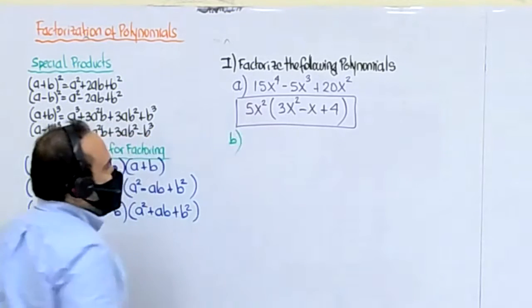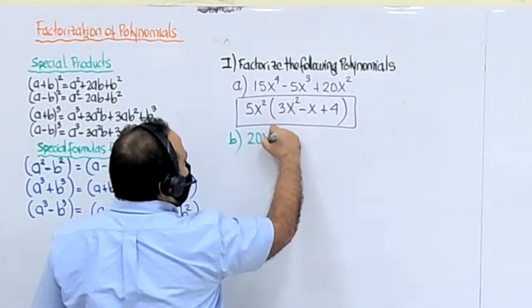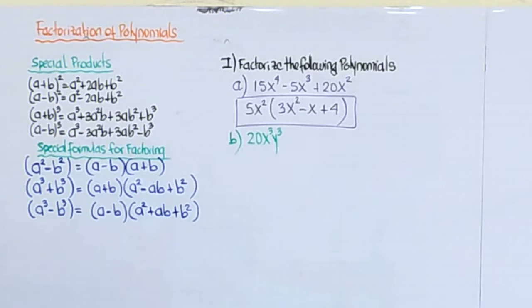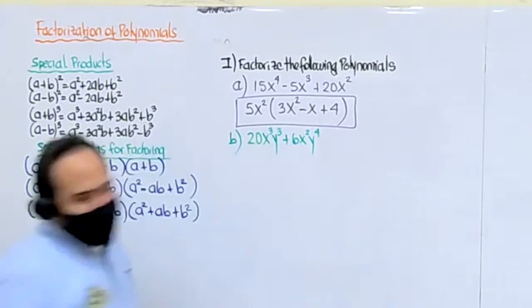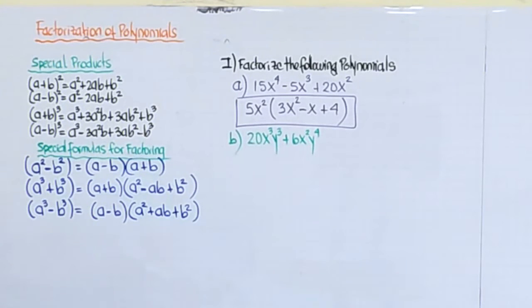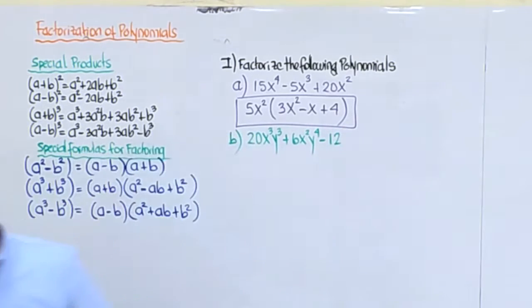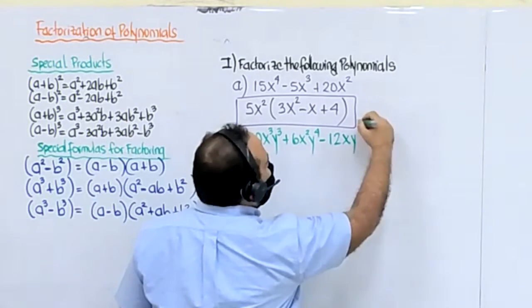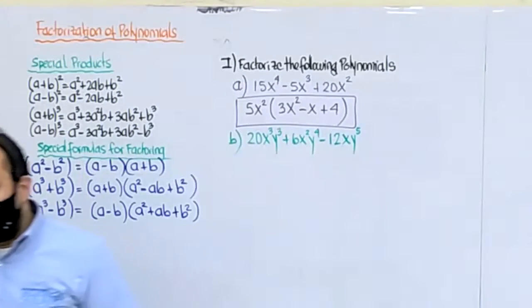Okay. We have the letter B. We have 20x cubed y cubed, plus 6x squared y to the fourth power. And obviously, the other one will be negative 12x y to the fifth power. Okay. So, guys, same thing.